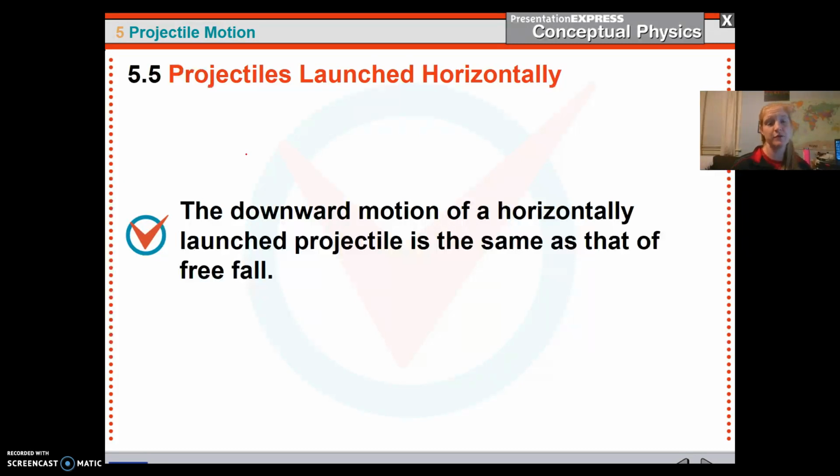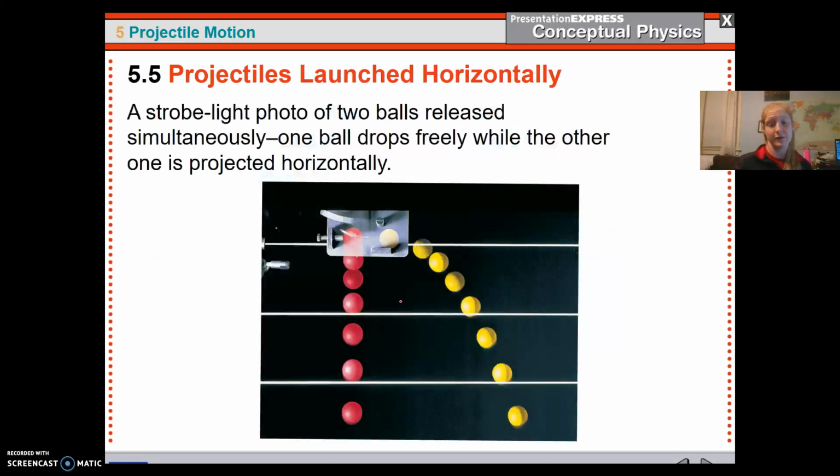So the downward motion of a horizontally launched projectile is the same thing as free fall. If I throw a ball at the exact same time you drop a ball, it will still hit the ground at the same time, because once it leaves your hand, the only thing acting on it is gravity. It doesn't matter how hard you throw that ball. I could throw a 100-mile-an-hour fastball, not that I can, but I could throw it super hard, and it would still hit the ground at the same time. It would just be farther away.